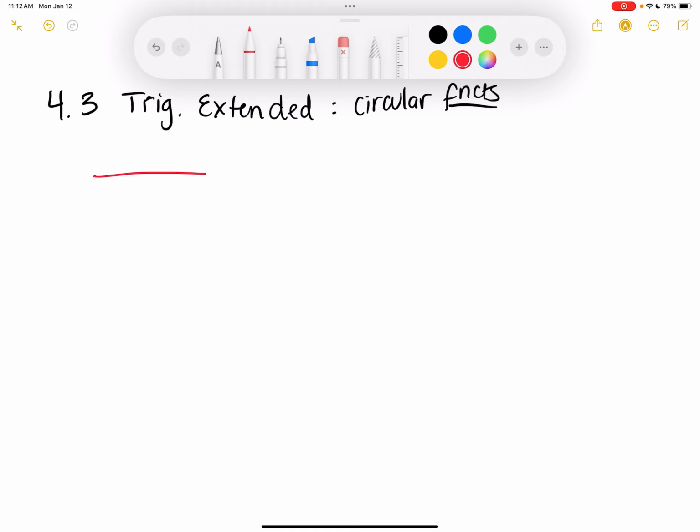Alright, so we have an angle. This is the initial side. This is my theta. And then this is the terminal side.